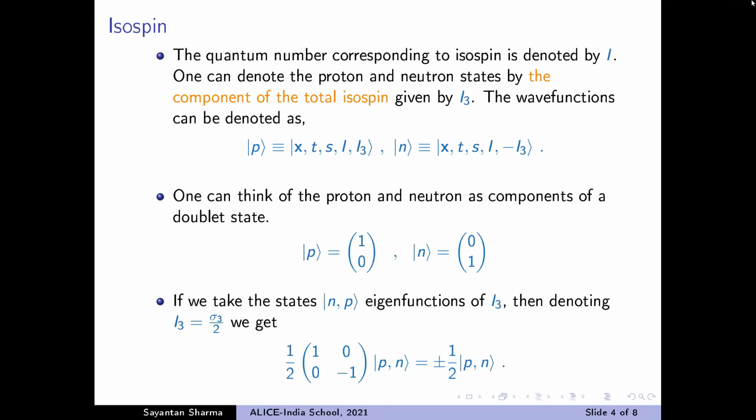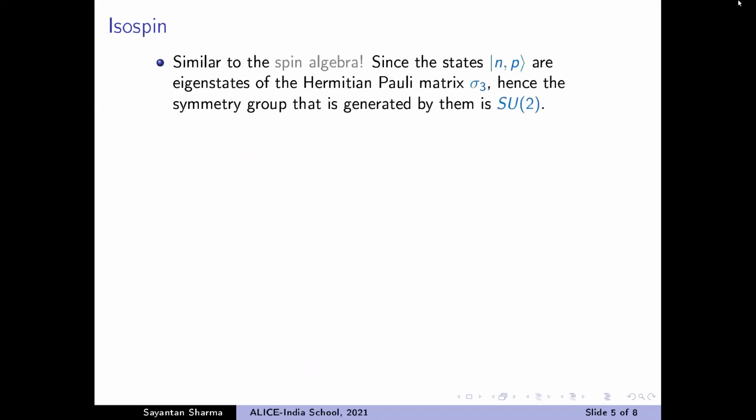So I think you can see an analogy with the spin problem that you learned before in quantum mechanics. So now the next question is how to see that these neutrons and protons are components of the same quantum number.